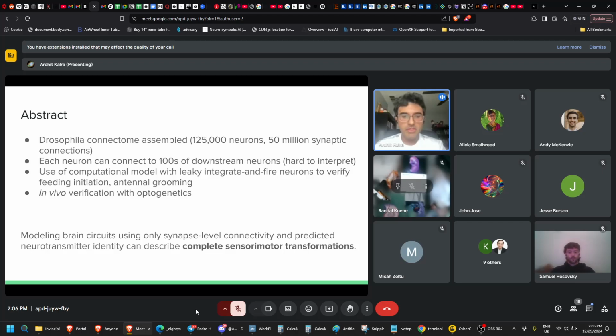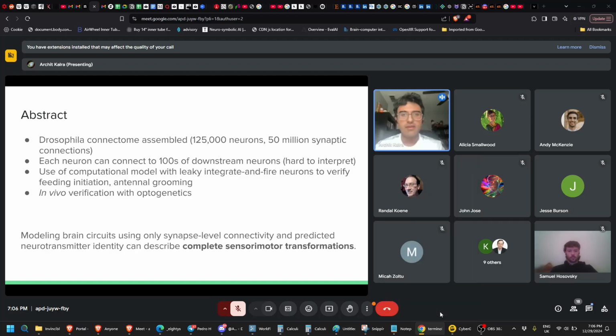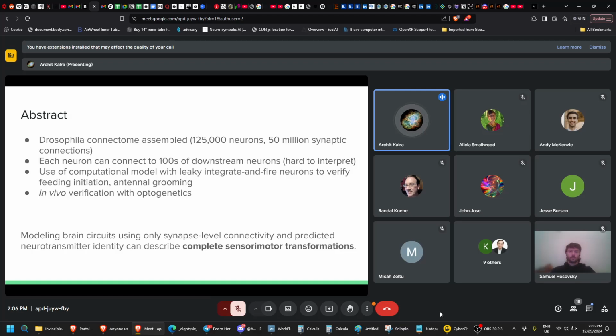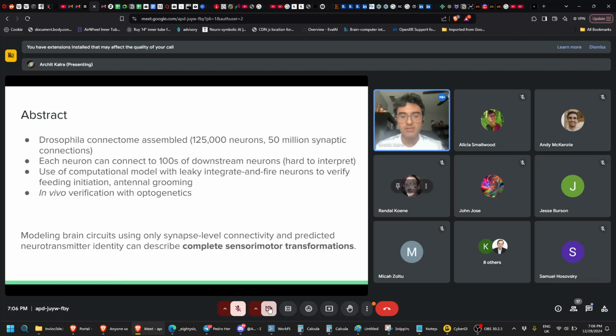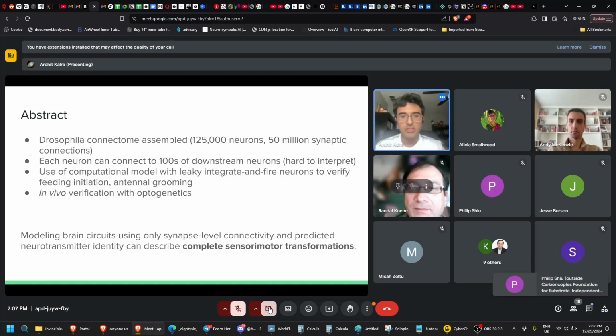So what this paper does is it uses the computational Drosophila connectome that was constructed earlier this year, and it tests it with leaky integrate and fire neurons to verify particular parts of sensory and motor circuits, such as feeding initiation and antennal grooming. And then it verifies those actual predictions from the computational model using optogenetic stimulation. The purpose shows that modeling brain circuits using only synapse level connectivity with these leaky integrate and fire neurons can describe complete sensory motor transformations, which is very valuable when performing these types of studies because it's cheaper to do and provides a little bit more insight as well, looking at downstream neural connections.